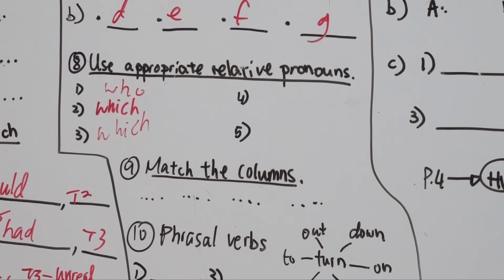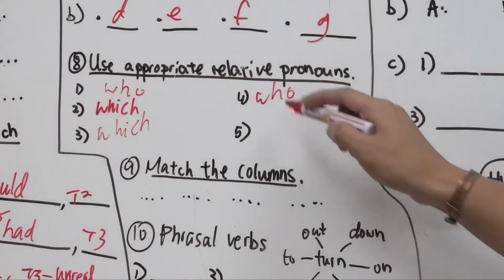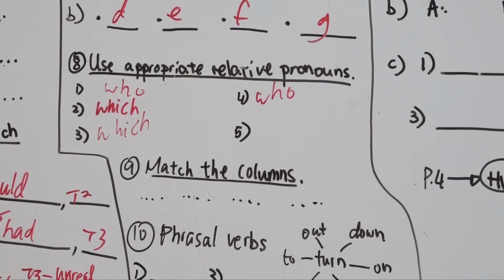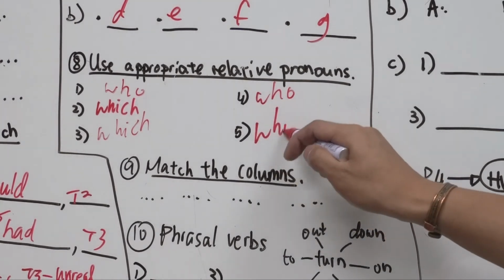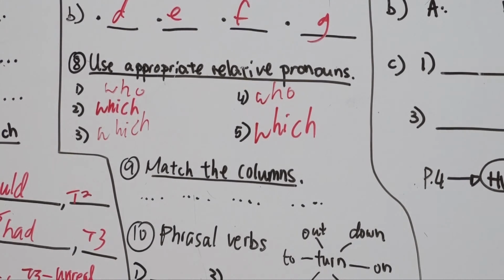Number 4, Anne is my colleague. We saw her yesterday. Anne, whom we saw yesterday, is my colleague. Or Anne, who is my colleague, is the one we saw yesterday. Alright, number 5, the painting is worth £10,000. It was painted in 1875. The painting, which was painted in 1875, is worth £10,000, okay?